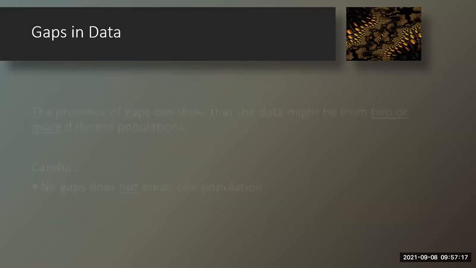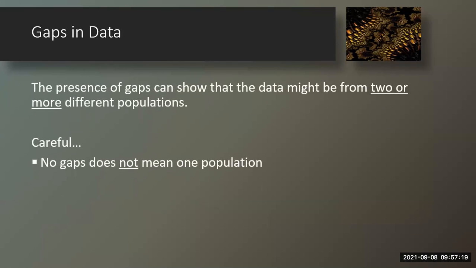So when there are gaps in data, we want to consider that the presence of gaps can show that the data might be from two or more different populations. But we've got to be careful. No gaps does not mean a single population. You've got to take that with a grain of salt. No gaps doesn't mean one, but if there is a gap, it might mean two or more.